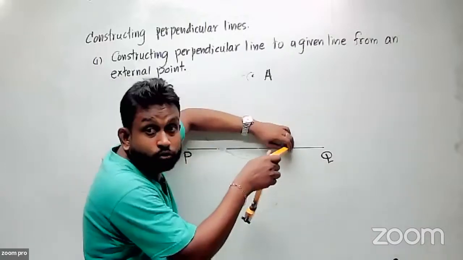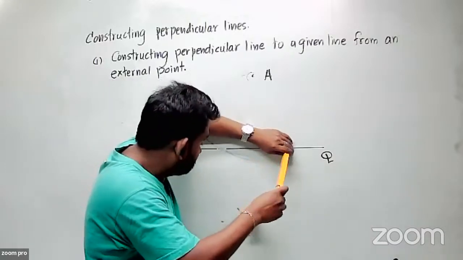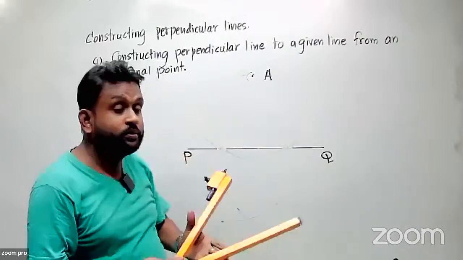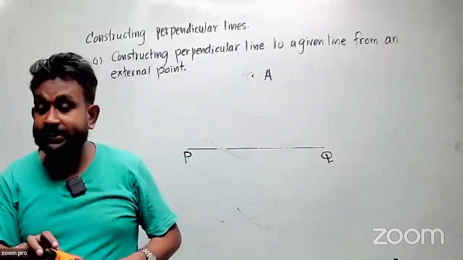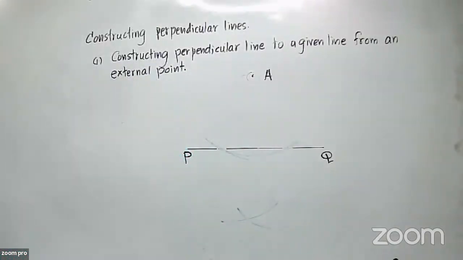Right, and then you draw this arc. Okay, now how to connect that intersecting point with external point A.